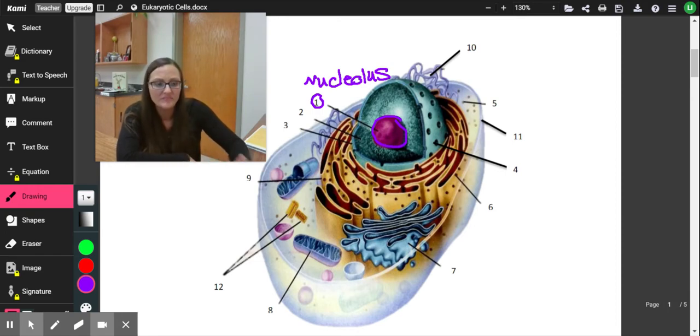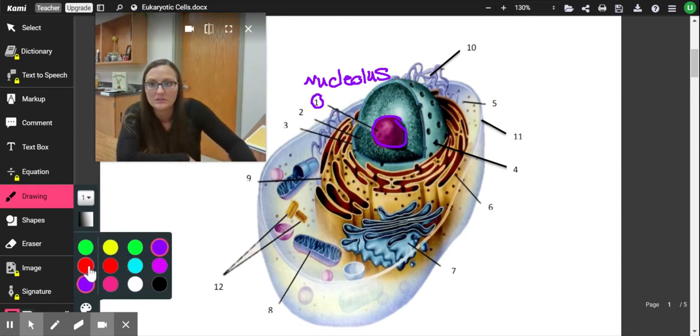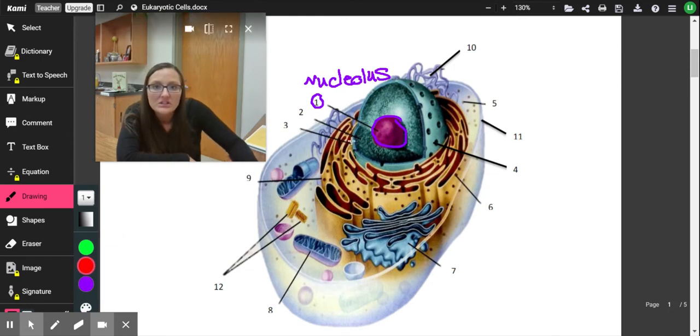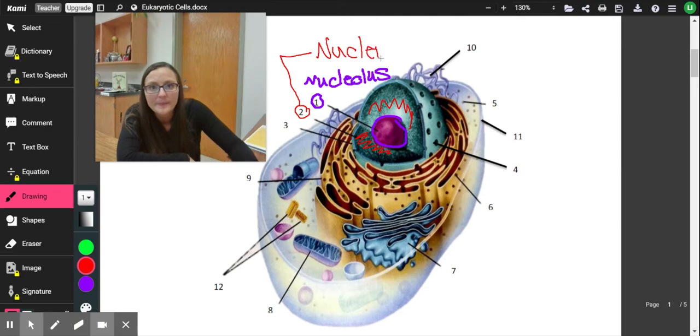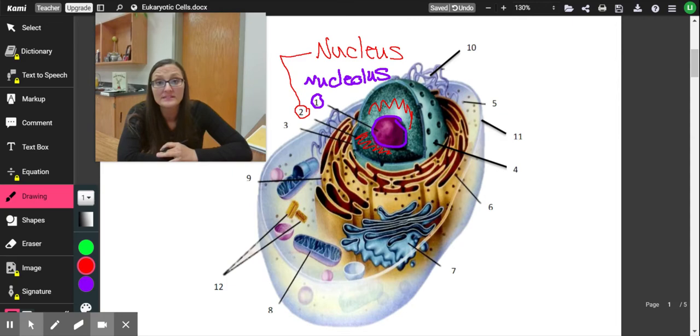Okay, 2. 2 is pointing sort of in this region here. And that's the one you're probably familiar with. So let me put that up here. That's your nucleus, and that is one you definitely need to know. All right. It's where your DNA is housed.